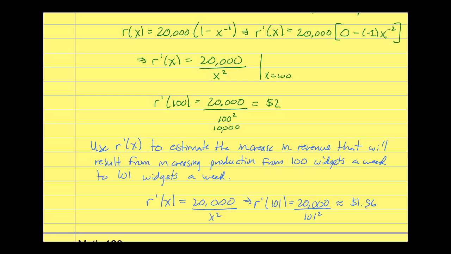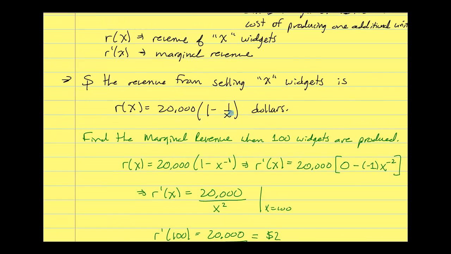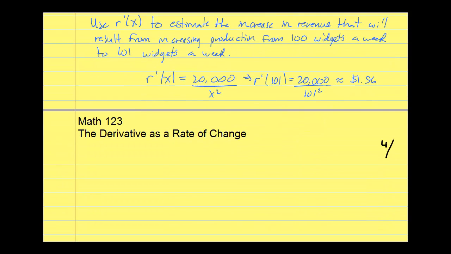Now let's look to see what happened. When it was 100 up here, it was $2. For 101, it's $1.96. So it almost looks like it's decreasing. The more items I produce, I'm not necessarily going to be making more money, because my revenue function, if you look up at the original, had an interesting characteristic. As x went toward infinity, this went to 0, and then my revenue function went exactly toward 20,000. So that looks like my balancing point for revenue.